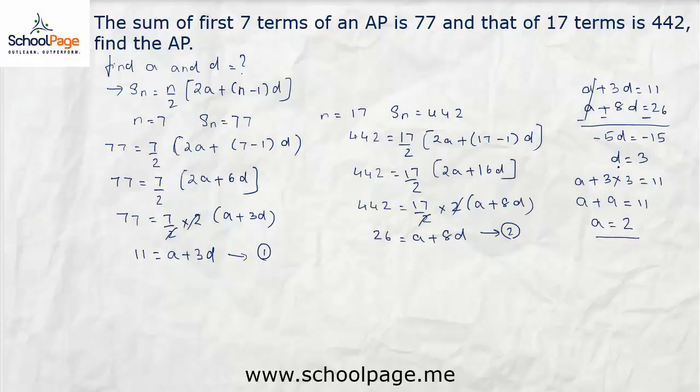Since we have a and d, we can find the AP, because the general form of the AP is a, a plus d, a plus 2d, and it goes on. So we have a as 2 and a plus d as 2 plus 3. Then in a plus 2d we substitute 2 plus 2 into 3 and it goes on. So we have 2 comma 5 comma 8. This is our arithmetic progression.